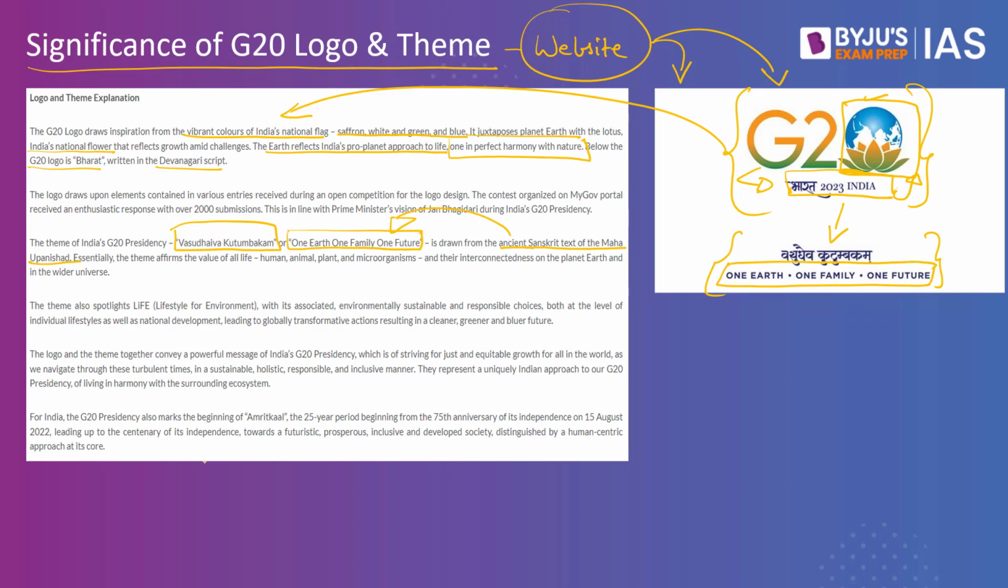The overall theme of the presidency and the logo has been designed in such a way to bring the spotlight on LiFE, or lifestyle for environment, which has been promoted by Prime Minister Modi as well. It promotes sustainable development, environmental sustainability, and responsible lifestyle choices being made both at the individual level and the national level in order to minimize the impact of development on our environment. So the logo, theme and website unveiled by India reflects these priorities of the country.